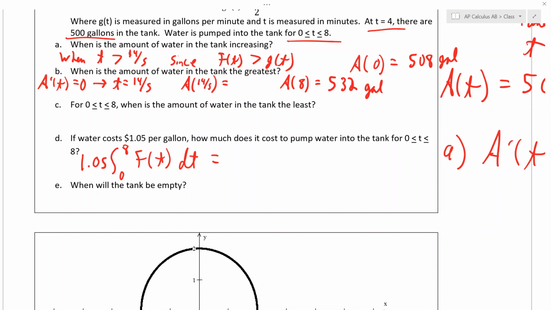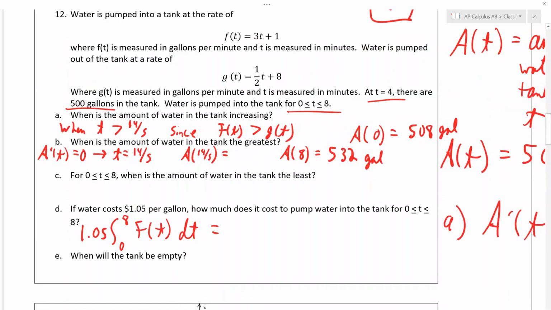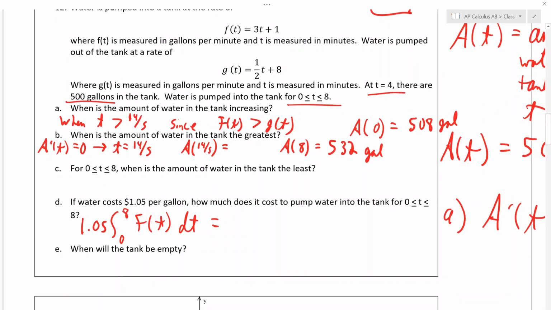So the answer to this, if you're playing along at home, is the integral of 3x plus 1, comma x, comma 0, comma 8. What did you get? 109.2? $109.20.